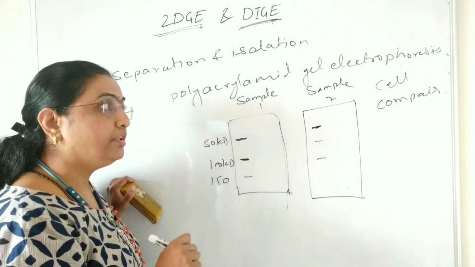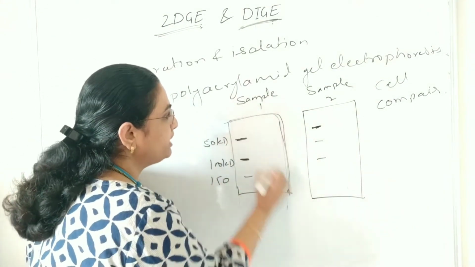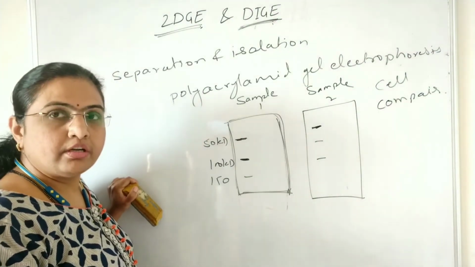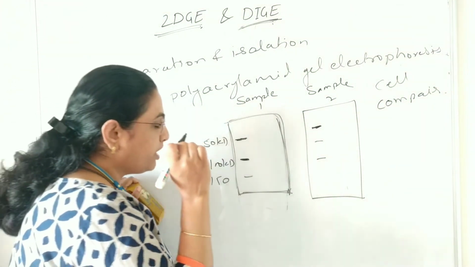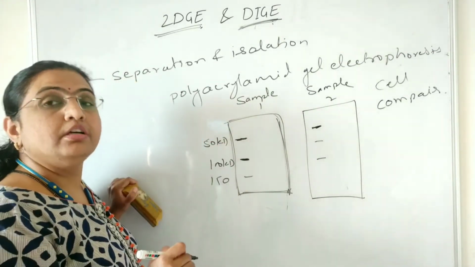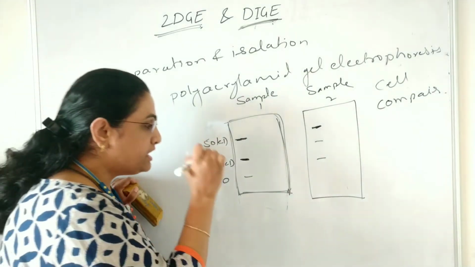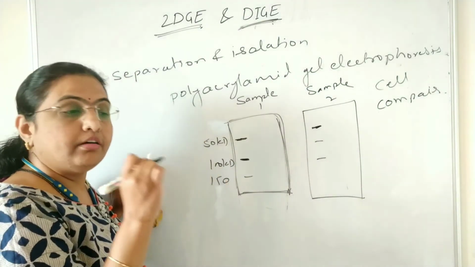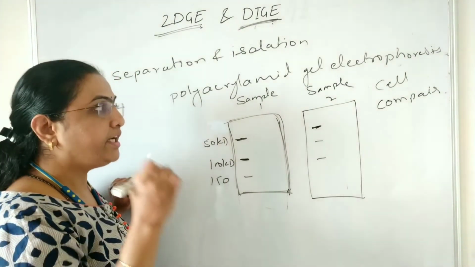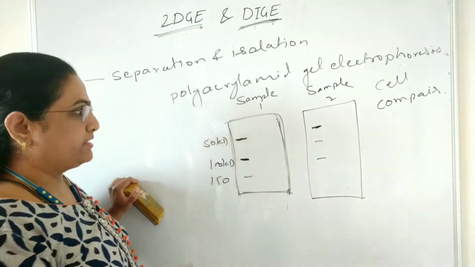You can compare the protein profiling of the two types of cells, and by observing these gels and identifying the molecular mass of the proteins, you can have the cell map proteomics. That is, which proteins are expressed in the cells, that total protein content, can be identified with the help of this two-dimensional gel electrophoresis.